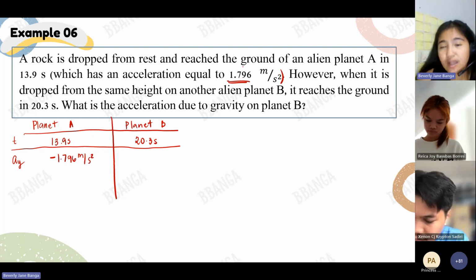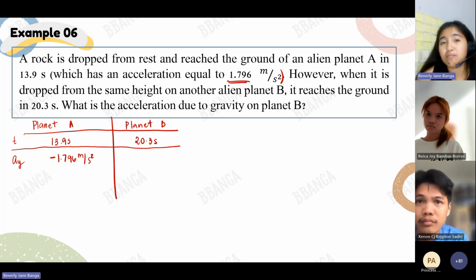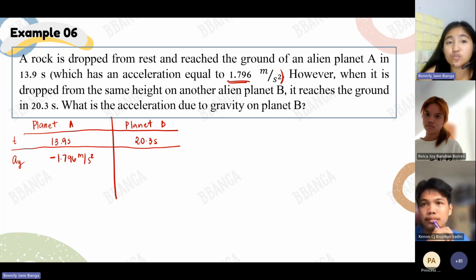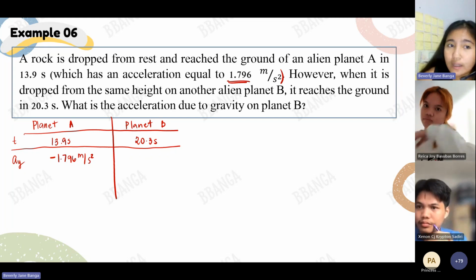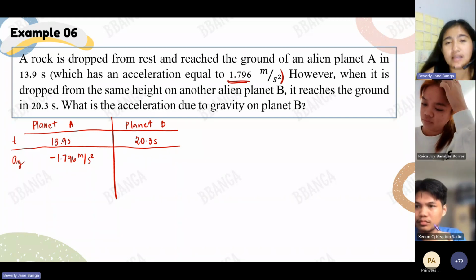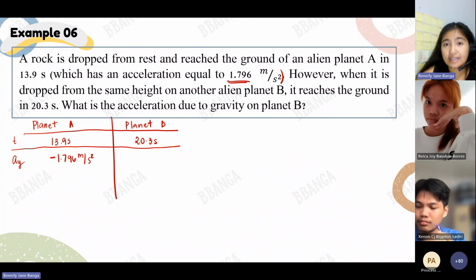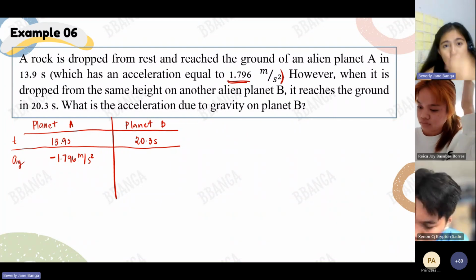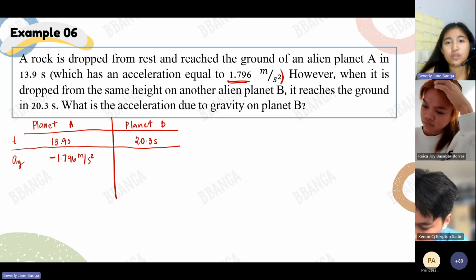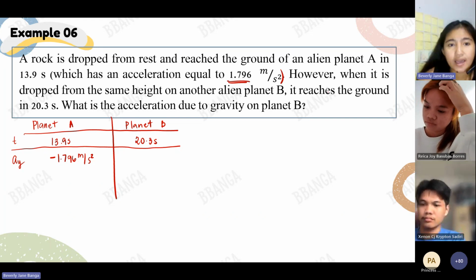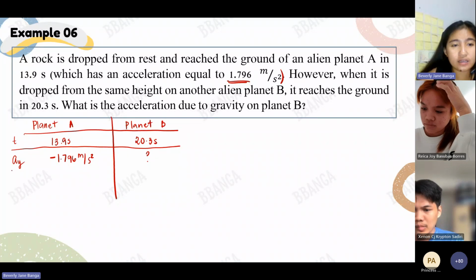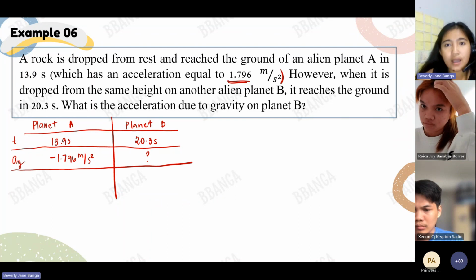Class, positive yung nakalagay dito, but you need to keep in mind that acceleration due to gravity, regardless of what planet you are in or what celestial body you are in, you always have to put negative. Kasi di ba, always pulling you down? Yun yung idea. And then, sa planet B, ito yung hindi natin alam. We don't know the acceleration due to gravity in planet B. Unknown siya. Ano pang iba nating alam, class?